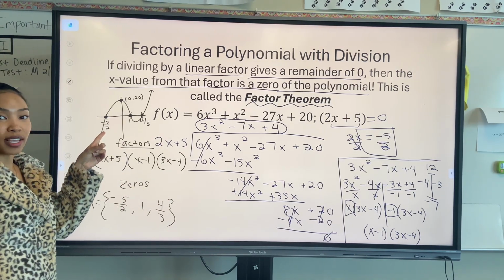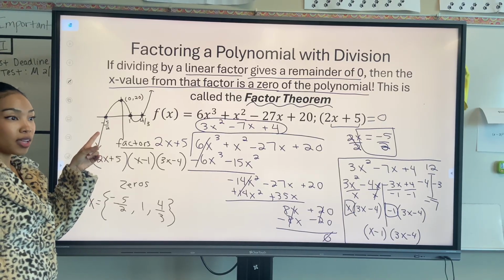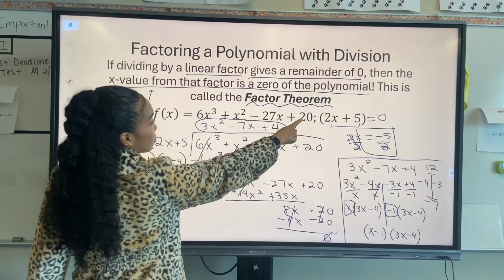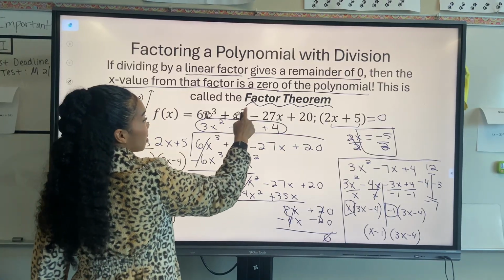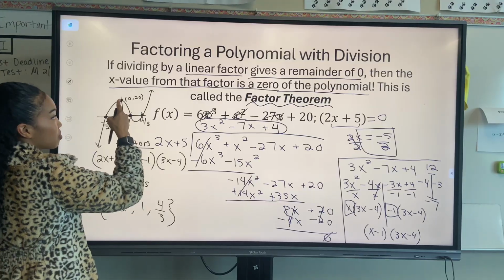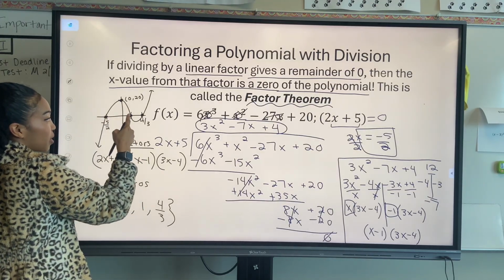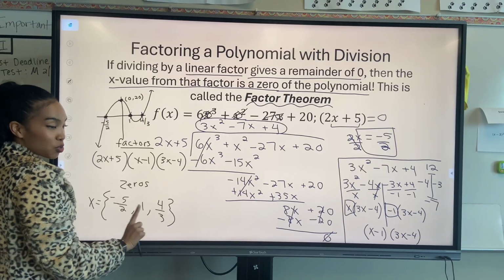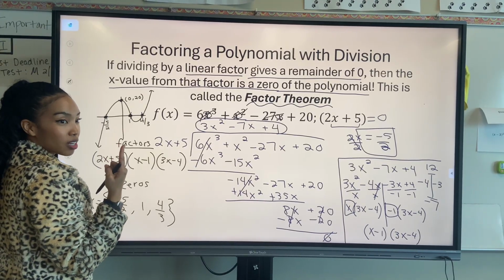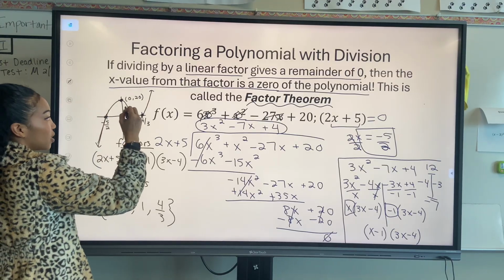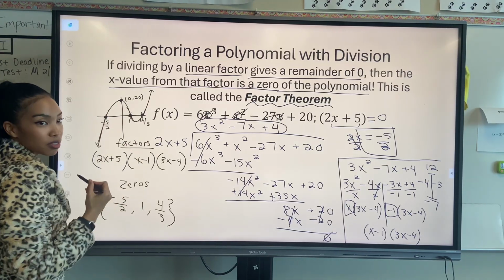Do y'all's graphs look like mine? Okay, so I have my y-intercept here at 0, 20. Because if you plug zeros in right here, all these are gone, and you're left with 20. That's your y-intercept. I have my zeros right here. They're all odd multiplicity. All the multiplicities are just 1, and 1 is an odd number. So if it's odd, you're going to go through each x-intercept.